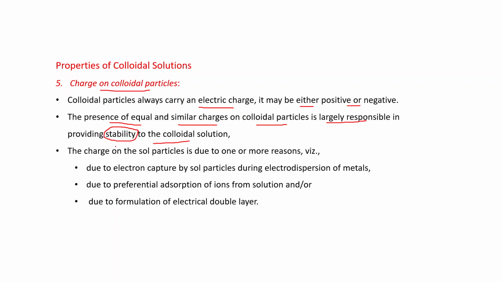Okay. Now, how does this charge appear? Charge on the sol particles is due to one or more reasons, namely: due to electron capture by sol particles during electrodispersion of metals, due to preferential adsorption of ions from solution, or due to formation of an electrical double layer. We will discuss the second one in detail.